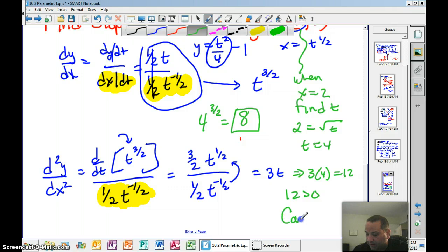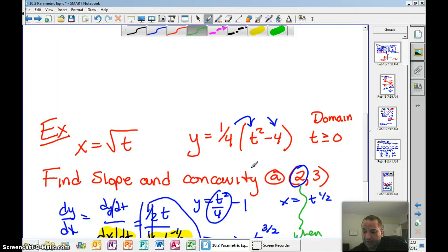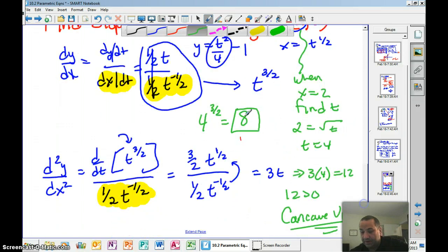Therefore, this guy is concave, if I could spell it rightly. All right, this is concave up. And that's what it wanted to know. My original problem, if I go back here, find slope and concavity. Well, the slope is 8, and it's concave up. Nice. You guys got any questions?